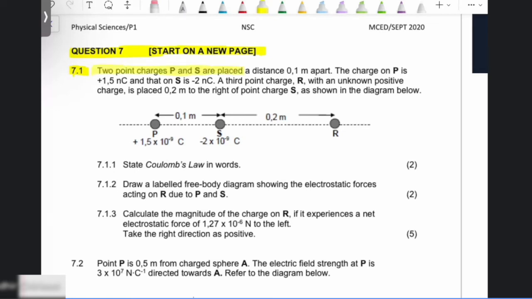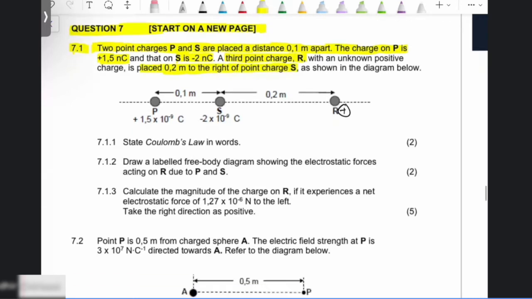Two point charges, P and S, are placed a distance of 0.1 meters apart. The charge on P is 1.5 nanocoulombs. S is minus 2 nanocoulombs. A third point charge R, unknown, positive charge, fine. So we know it's a positive charge though. It's placed 0.2 meters to the right of the point charge S, as shown in the diagram below.